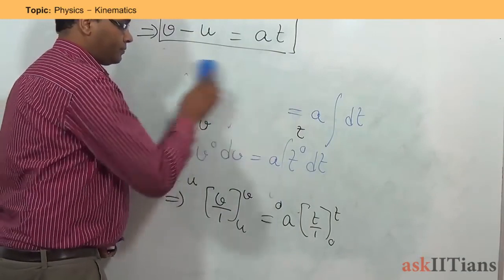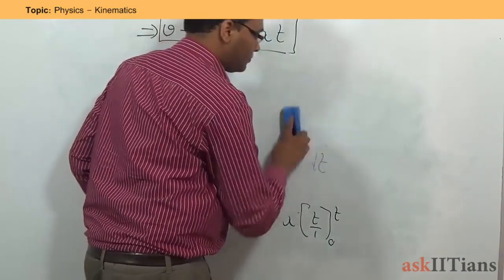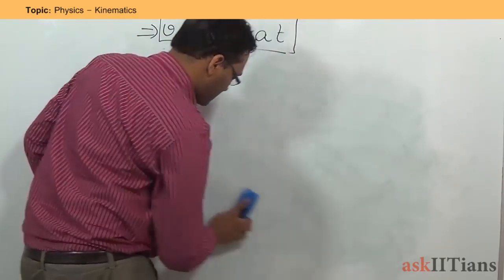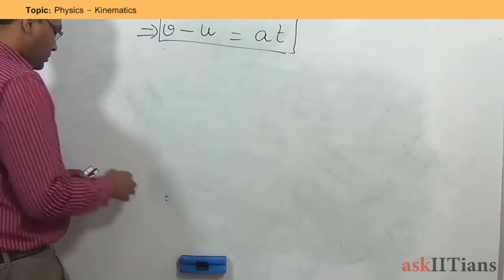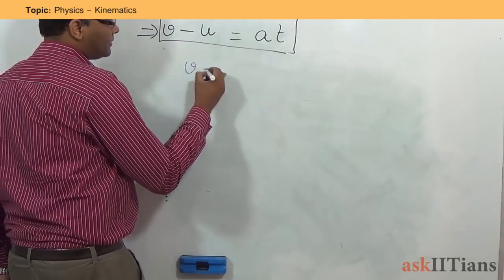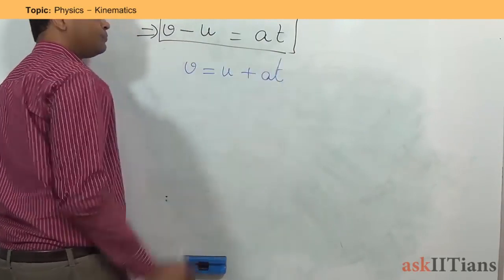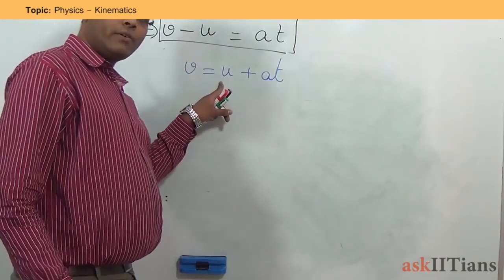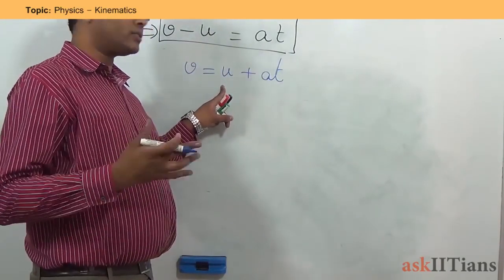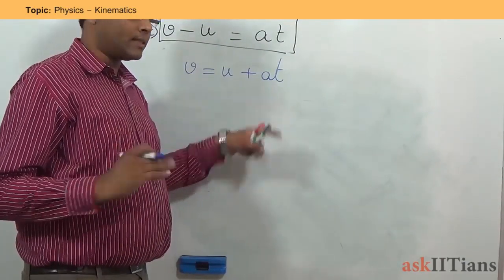Okay. Let's proceed further. If we proceed further, I can rewrite this particular expression as v equals u plus at. Now u is the initial velocity that cannot change. The body has already started with that. A is the acceleration that we assume, that there is a constant force that is active.